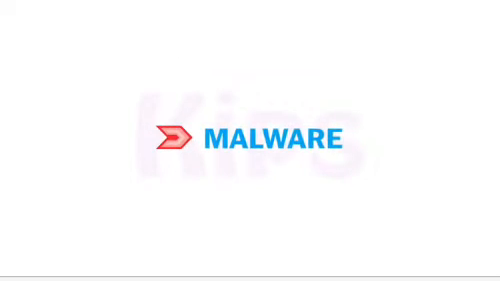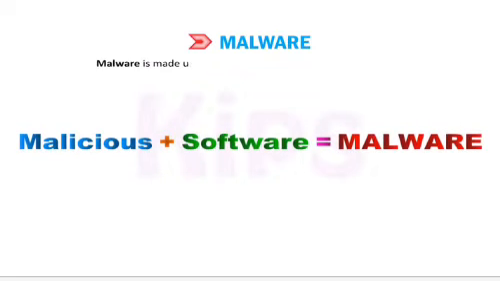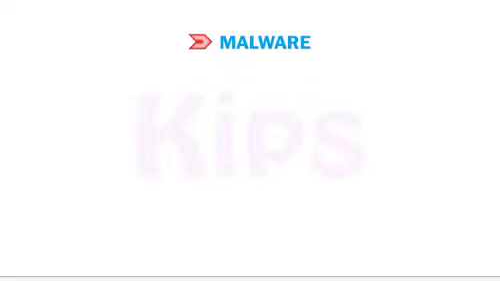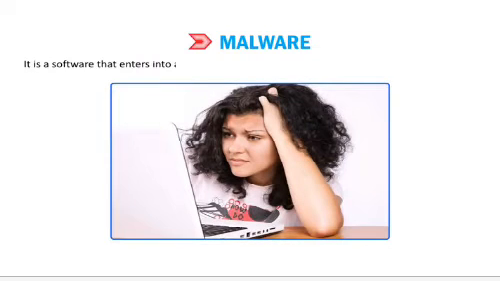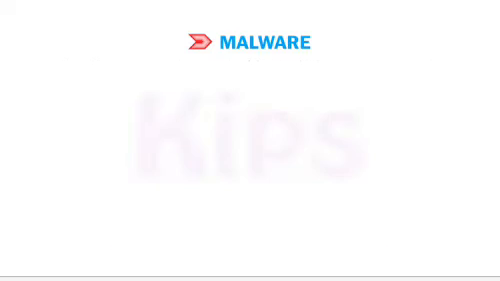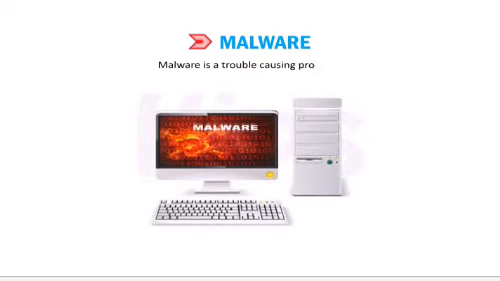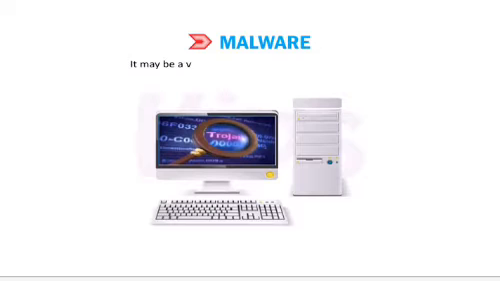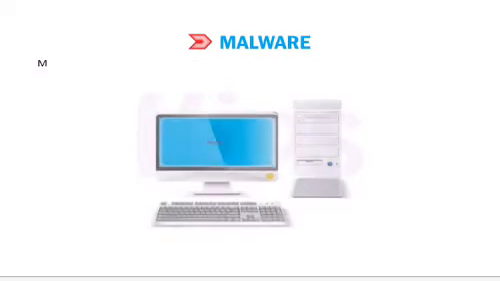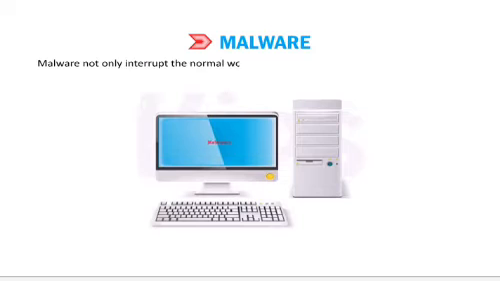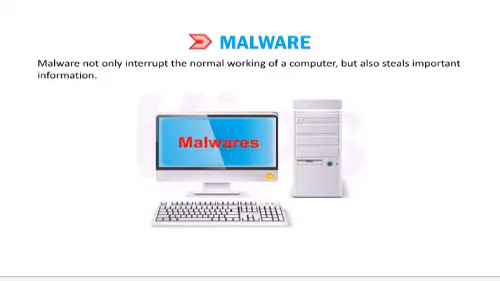First, let us start with malware. Malware is made up of two words, that is, malicious and software. It is a software that enters into a computer and damages it without the knowledge of the user. Malware is a trouble-causing program. It may be a virus, worm, Trojan horse, or spyware. Malware not only interrupts the normal working of a computer but also steals important information.